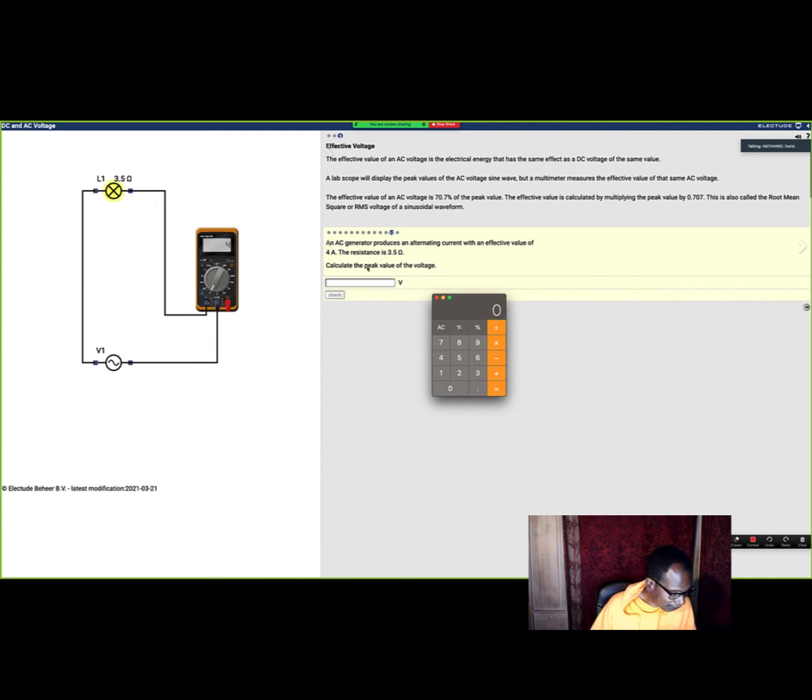How do we get voltage? Amperage times resistance, right? So it's 4 times 3.5, which is 14, right? What do we do next? It's the effective value, so you have to divide it by 0.707. Exactly. Not multiply it, you divide it, which they don't say up there. But we found that out. You divide it by 0.707.